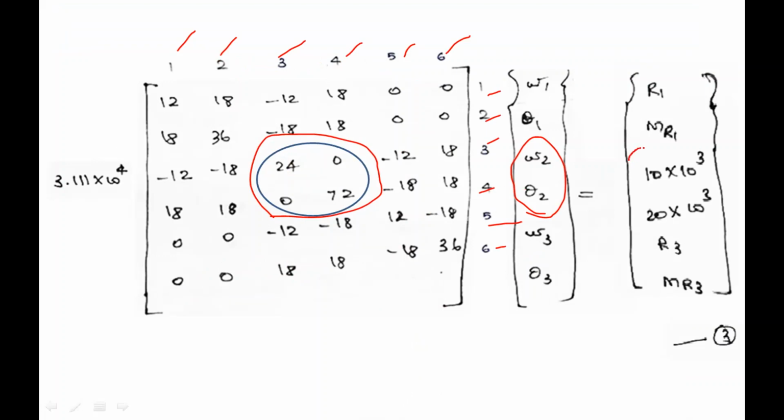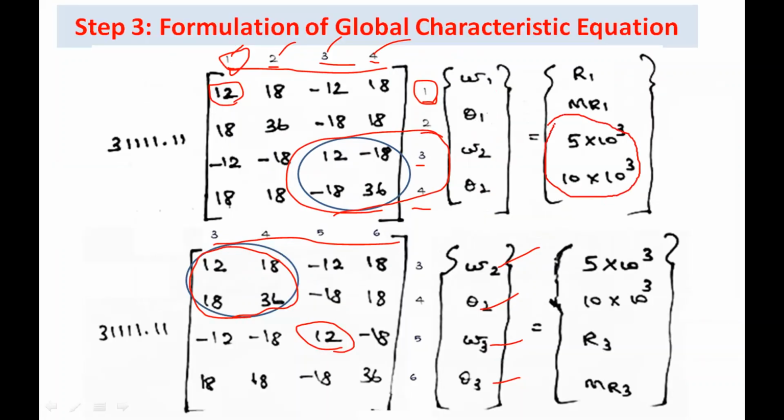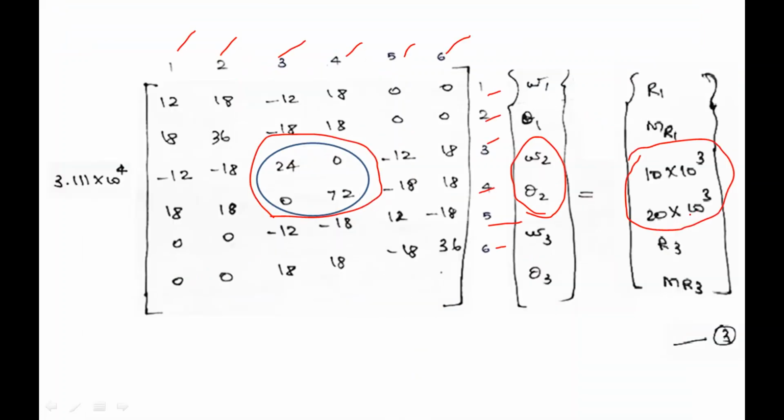Similarly in the right hand side also we have to add the forces and moment for this common degree of freedom. Here 5 into 10 power 3, again this is 5 into 10 power 3, we are adding these two. Then 10 into 10 power 3, 10 into 10 power 3 Newton meter, that will be added as 20 into 10 power 3. We have to carefully form this global characteristic equation, then only we will get the correct answer for this problem. For forming the global characteristic equation, we can use this numbering.